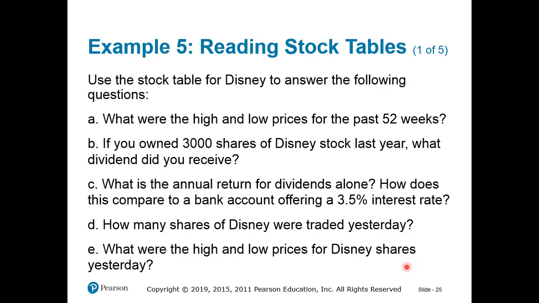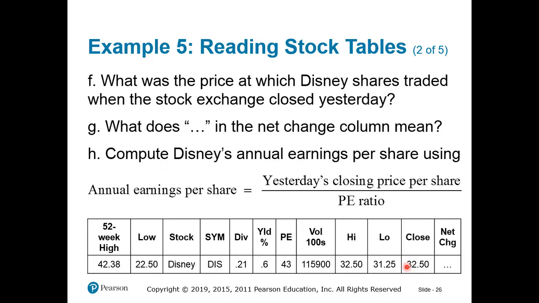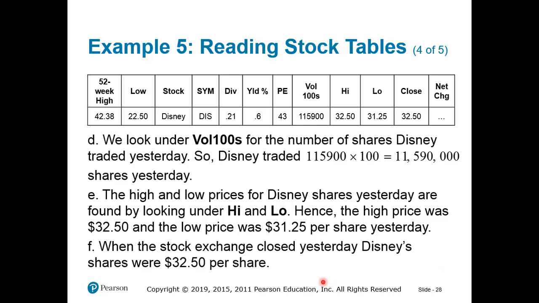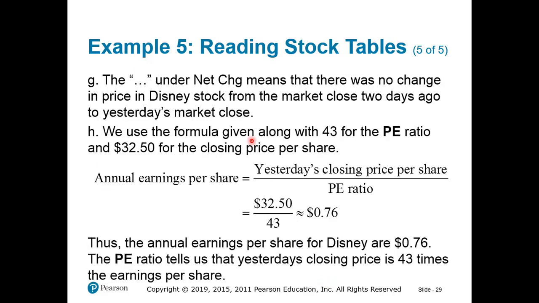And let's see here. What was the stock price? Oh, that was the close, $32.50. What does the ellipse mean? The net change? That means that it didn't change. It stayed the same. Okay, it means that there was no change in the stock price in the Disney stock. It stayed the same. Okay, so it opened and closed at the same amount.